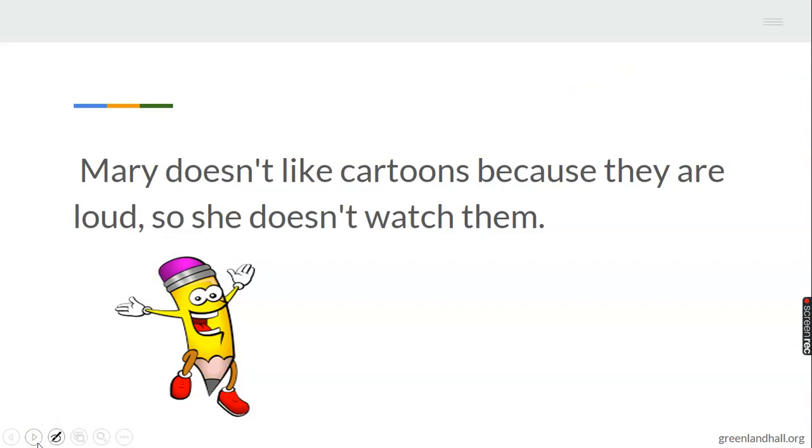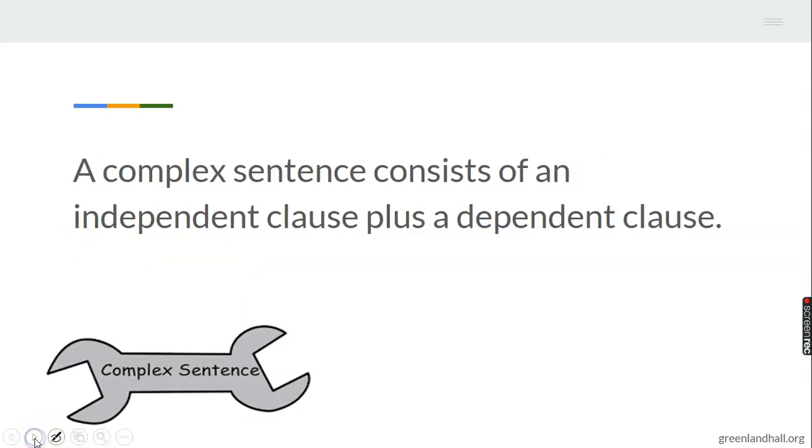Now, we move on to more compound sentences. Example: Mary doesn't like cartoons because they are loud, so she doesn't watch them. Now, are you seeing everything here? Can you spot them out? Okay, now it's interesting. We are mixing words together to form our compound sentence. So that's what you should check for. Check for your commas, check for your semicolons, check for your conjunctions, and check where the links come in, and you get it. Now, enough about compound.